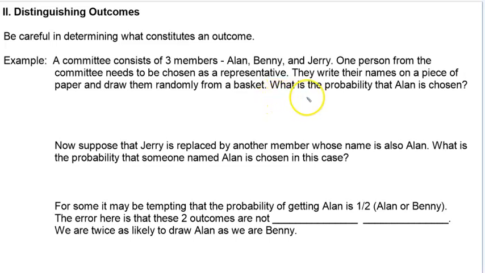So what is the probability that we're going to choose Alan if we just choose randomly out of the basket? Well, there's one person named Alan, that would be the favorable, and there's 3 different names, 3 different pieces of paper in the hat. So we would have a 1 out of 3, or again, we could do that in percent form or decimal.